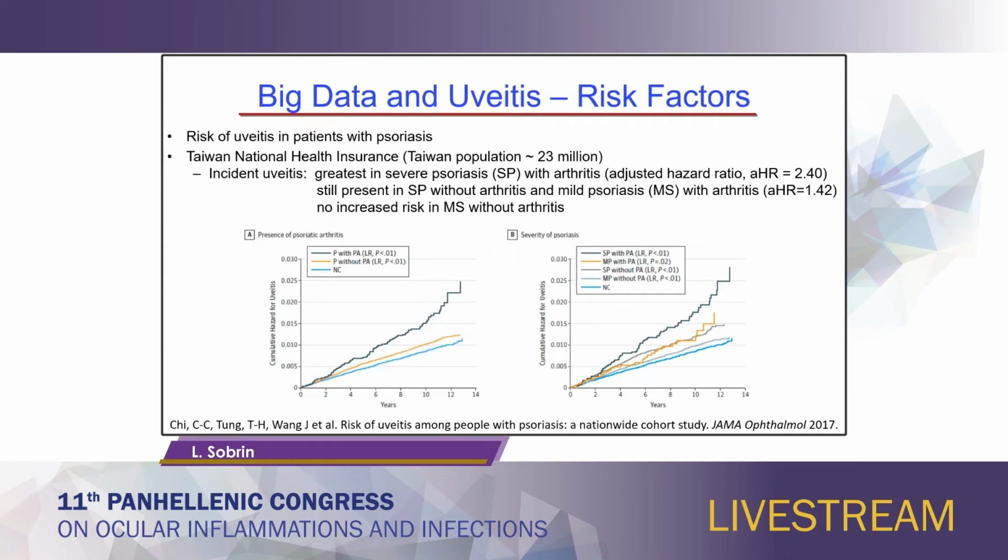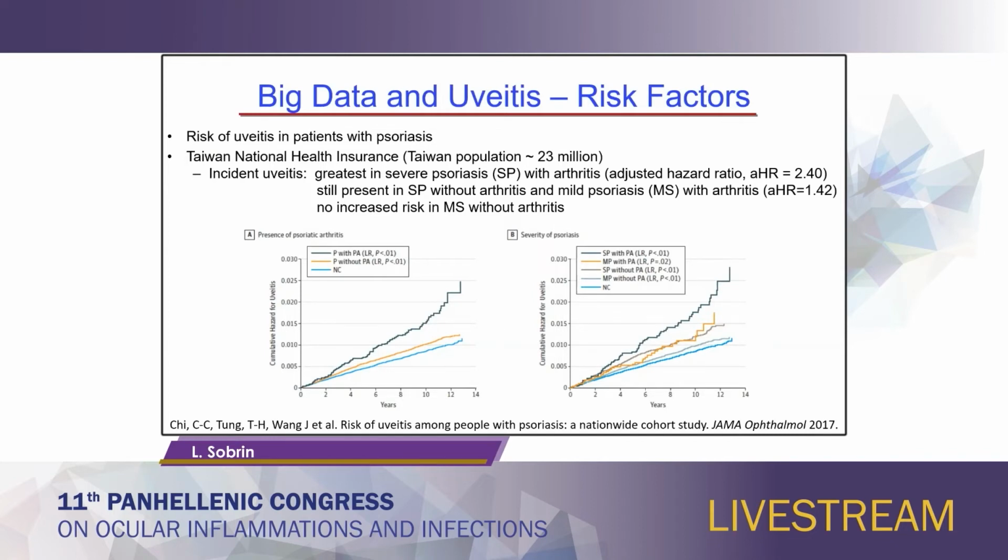But beyond incidence and prevalence, we can also try to look at risk factors that we previously couldn't look at in smaller data sets for uveitis. One outstanding question at the time that this publication was put forth was that we knew that patients with psoriatic arthritis had an increased risk of uveitis, but there was some question as to whether psoriasis by itself increased the risk of uveitis. So again, in the same Taiwan health insurance database, they looked at incident uveitis depending on whether the patient had severe or mild psoriasis, and also if they had that in conjunction with arthritis or without arthritis.